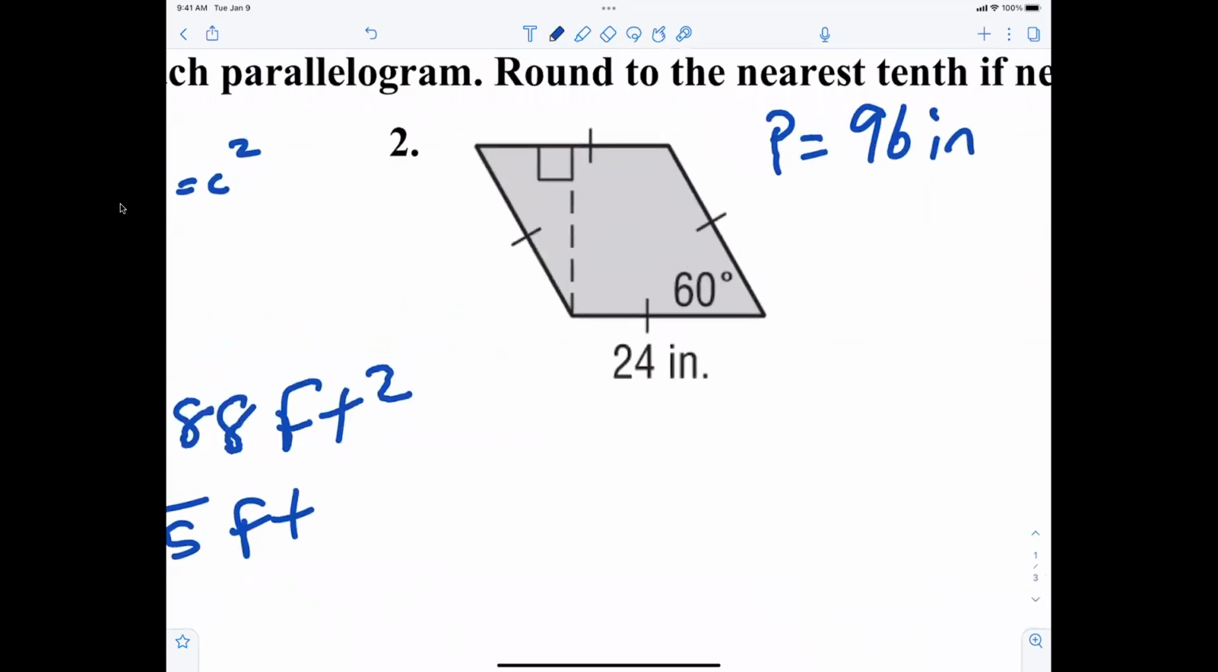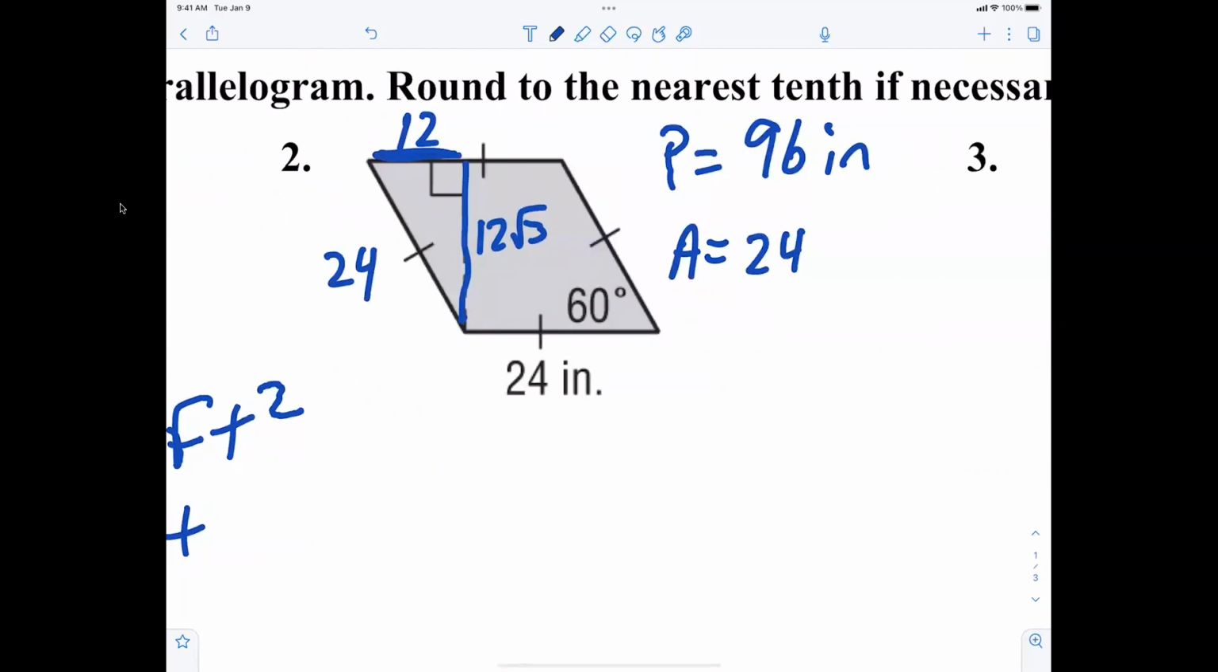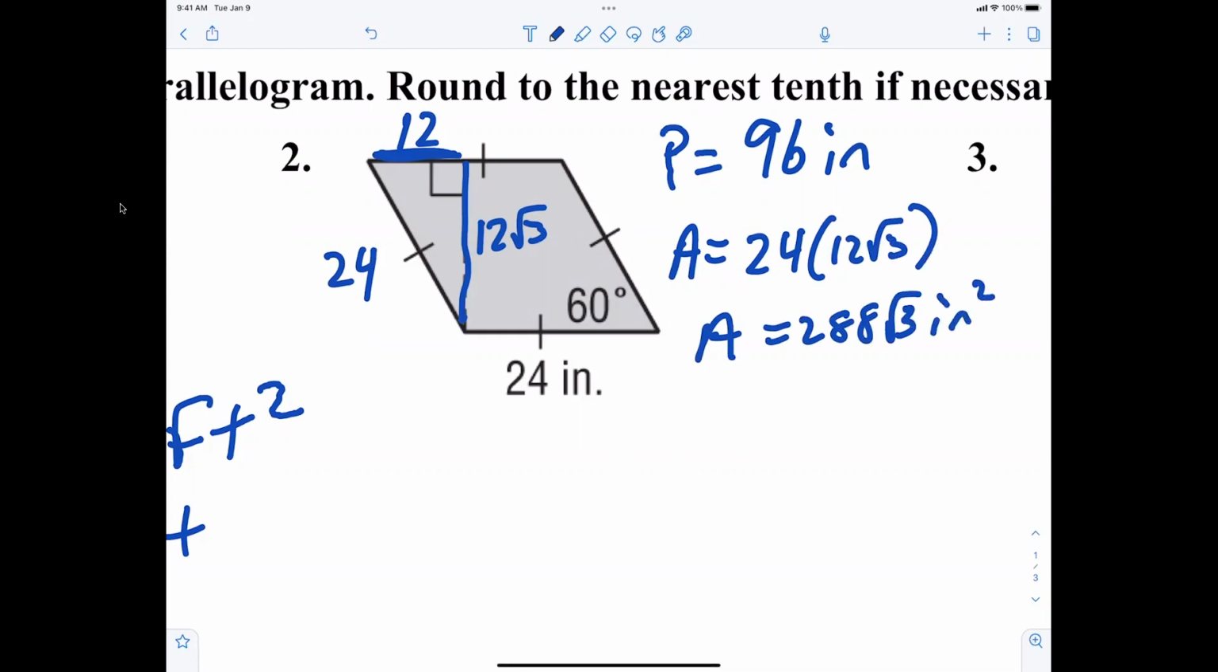Some of you guys still were struggling a little bit yesterday. So this length is 24. So what's this length right here? 12. So what's this length right here? 12 radical 3. Everybody's good with that? So now the formula for area is again base times height. So what's the base? And what's the height? So my area, I believe, is like 288 radical 3 inches squared.